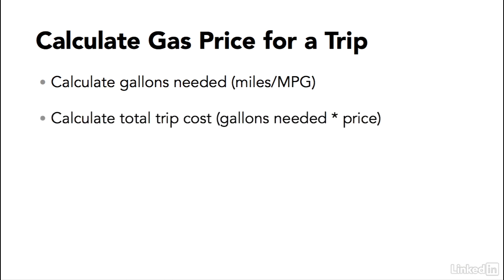Next, using the total gallons from the previous step, find out the expected cost by multiplying the number of gallons times the price of 1 gallon of gas. And finally, print the results to the user.